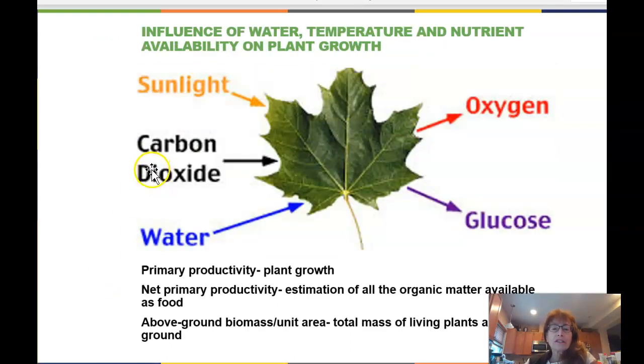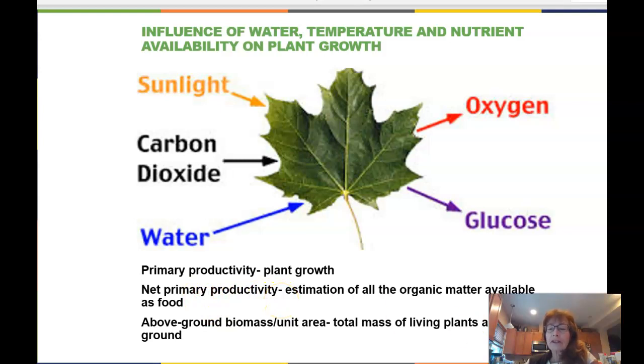So all of these things are going to influence whether or not plants grow. With the water, temperature, and nutrient availability, all of that is going to come down to what amount of plant growth can occur, and we look at that as the primary productivity of an area. Without plants, there's nothing else that's really going to survive very well in most cases. So we look at what the plants actually can produce, which is the primary productivity, and then what's actually available to organisms to use as food, which is the net primary productivity.